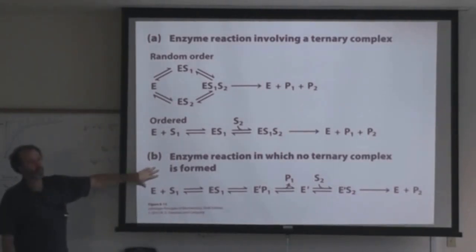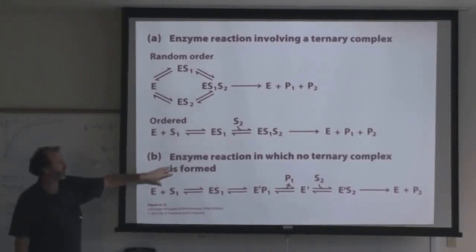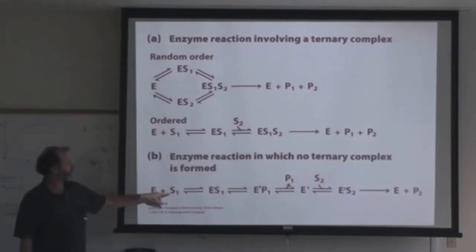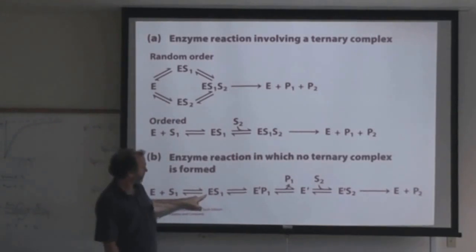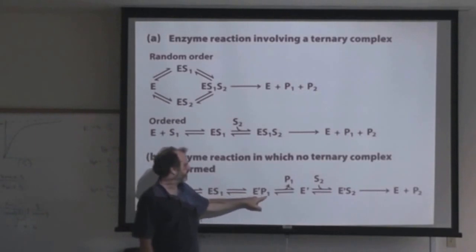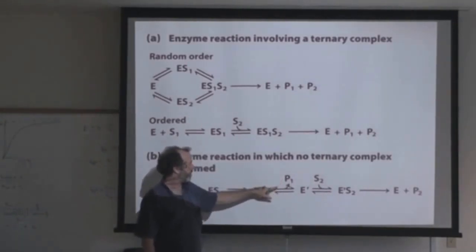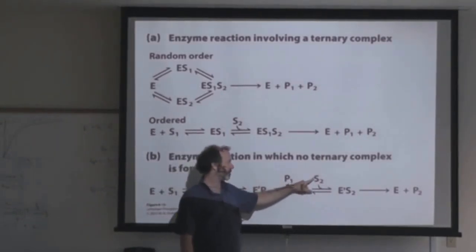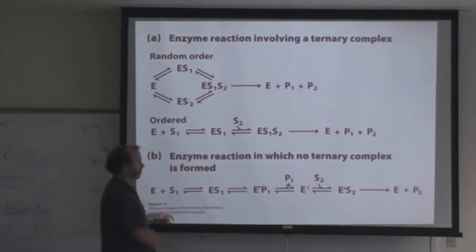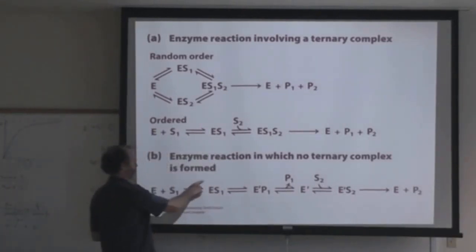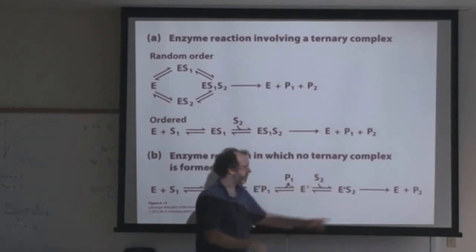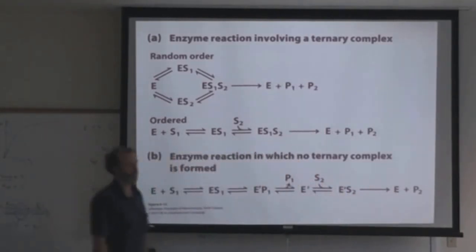Or you have your ping pong mechanism, where the enzyme reaction in which no ternary complex is formed. The enzyme binds to substrate 1, forms product 1 and a modified enzyme, which then has affinity. It'll release product 1, and the modified enzyme will bind to substrate 2, producing product 2. So it's like ping pong, where it's substrate 1 on, product 1 off, and then substrate 2 on, product 2 off. And then it returns the enzyme back to its original state.